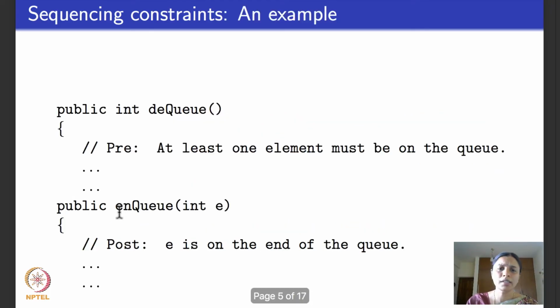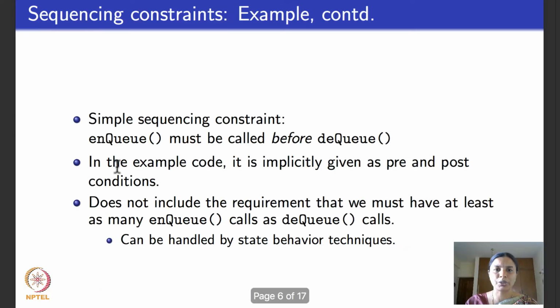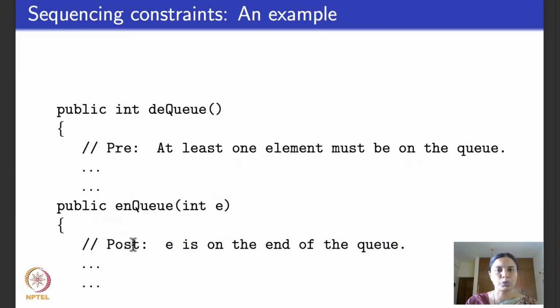So this is the queue example that we saw of a simple sequencing constraint on a queue, which basically says that NQ must be called before a DQ. If that's not the case, then the queue could be empty because it begins with an empty queue and there is nothing to DQ from, right? So I don't want to keep trying to DQ from an empty queue. So I insist that there must be at least one NQ operation before a DQ operation. Here in this example, such a sequencing constraint is given implicitly as pre and post conditions.